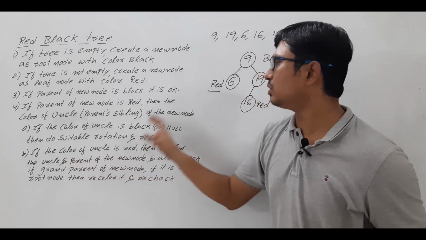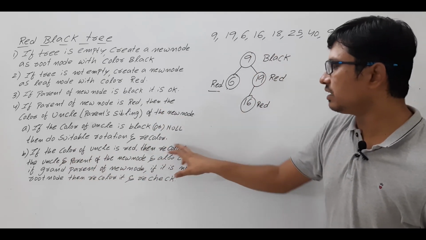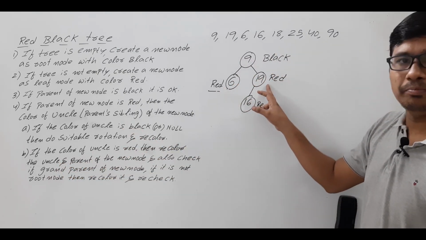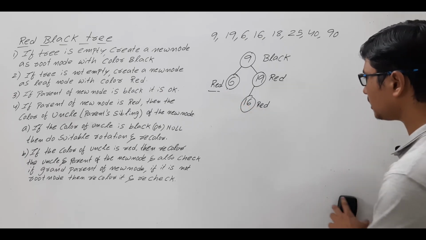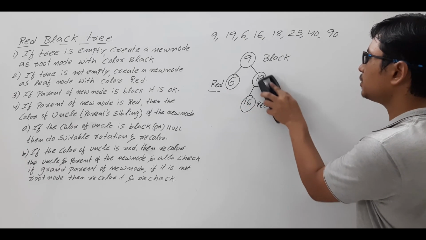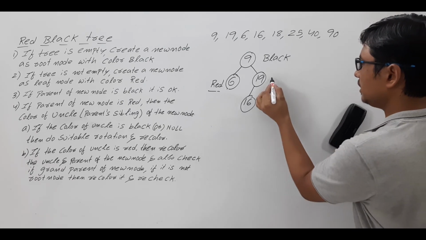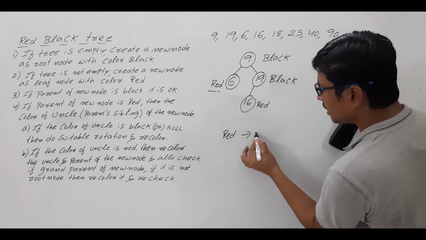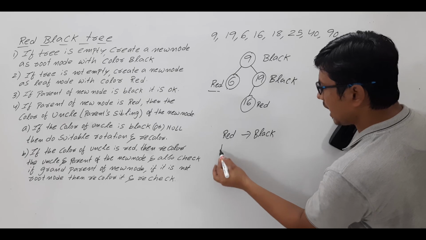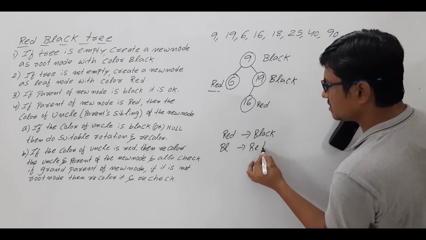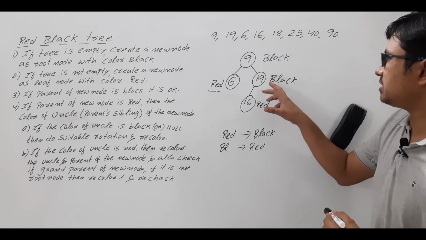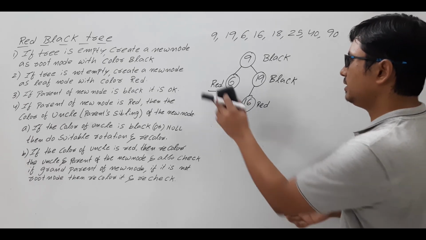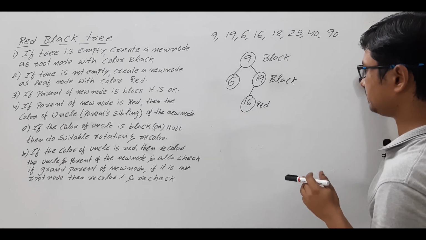So if the color of the uncle is red, then recolor the uncle and parent of the new node. Recolor means if it is red, we will make it black. Let me write this point: if it is red, we will recolor into black; if it is black, we will recolor into red. So previously it was red, so I made it black. Now this uncle color is also red, I will recolor into black.